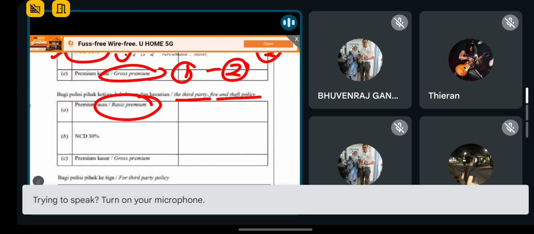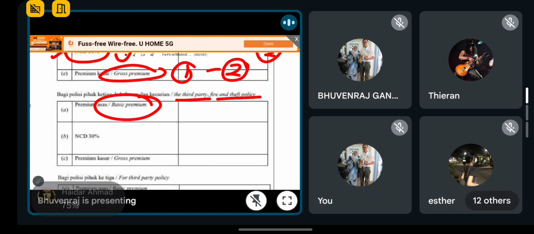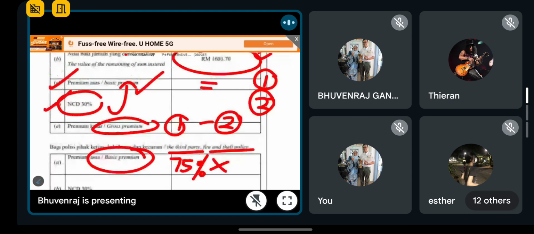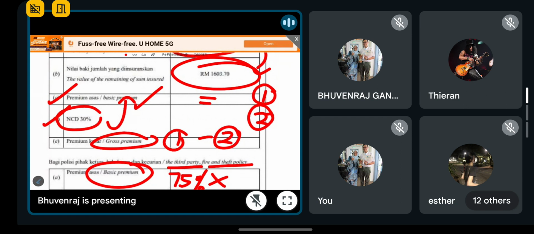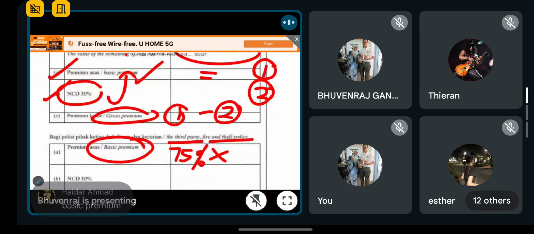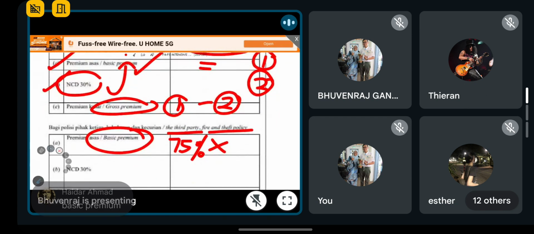Okay, so next one, we talk about third party fire and theft. Okay, so basic premium guys, how to count? Macam mana nak kira premium asas bagi policy pihak ketiga tu? Very good guys. Remember, this is an important point. This one, when you always come, this is a fixed rate, guys. Kadar tetap 75% of the basic comprehensive value. Okay, jadi yang ni kamu akan darab dengan yang mana, guys? Which value will you times over here? Which part? Bahagian mana? Very good. Basic premium means your answer in C lah. Nilai kat C.